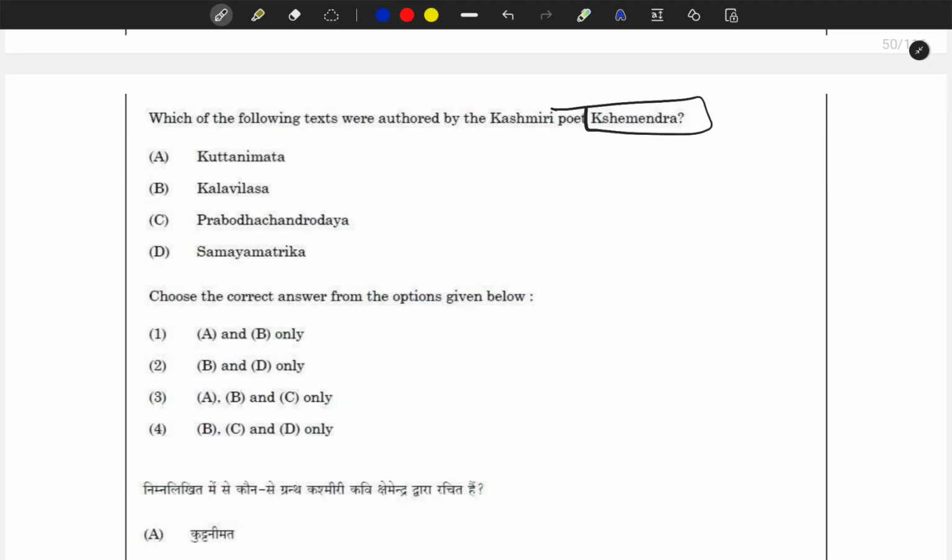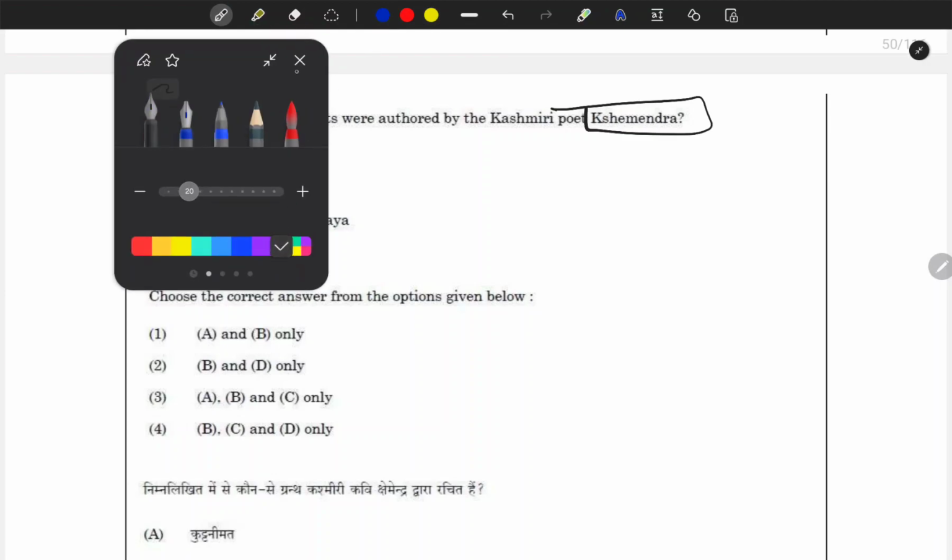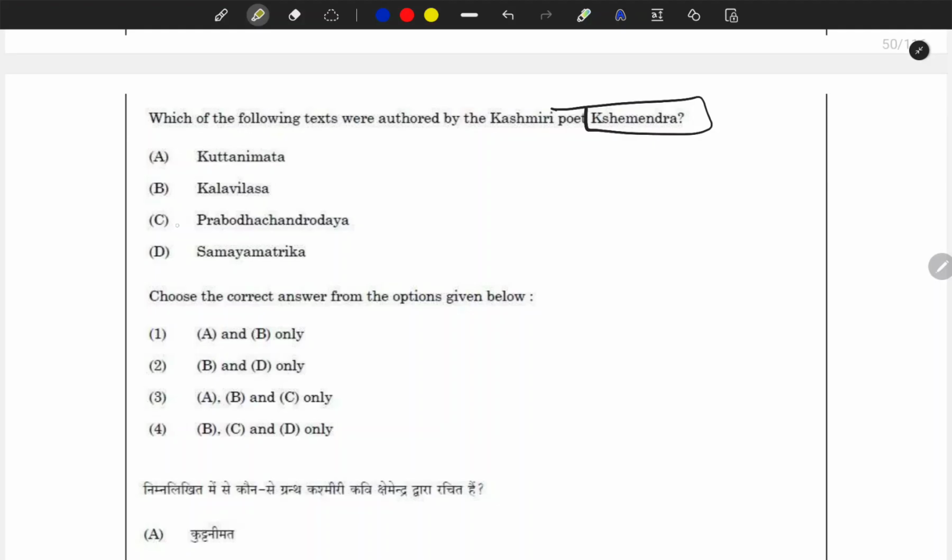see here, one thing is sure that this Prabodha Chandrodaya was written by someone whom I knew. And again, Kshemendra, I didn't know which literature he wrote. But Prabodha Chandrodaya, I knew somebody else wrote it, it was in my background knowledge. So on the basis of that, I eliminated this option.